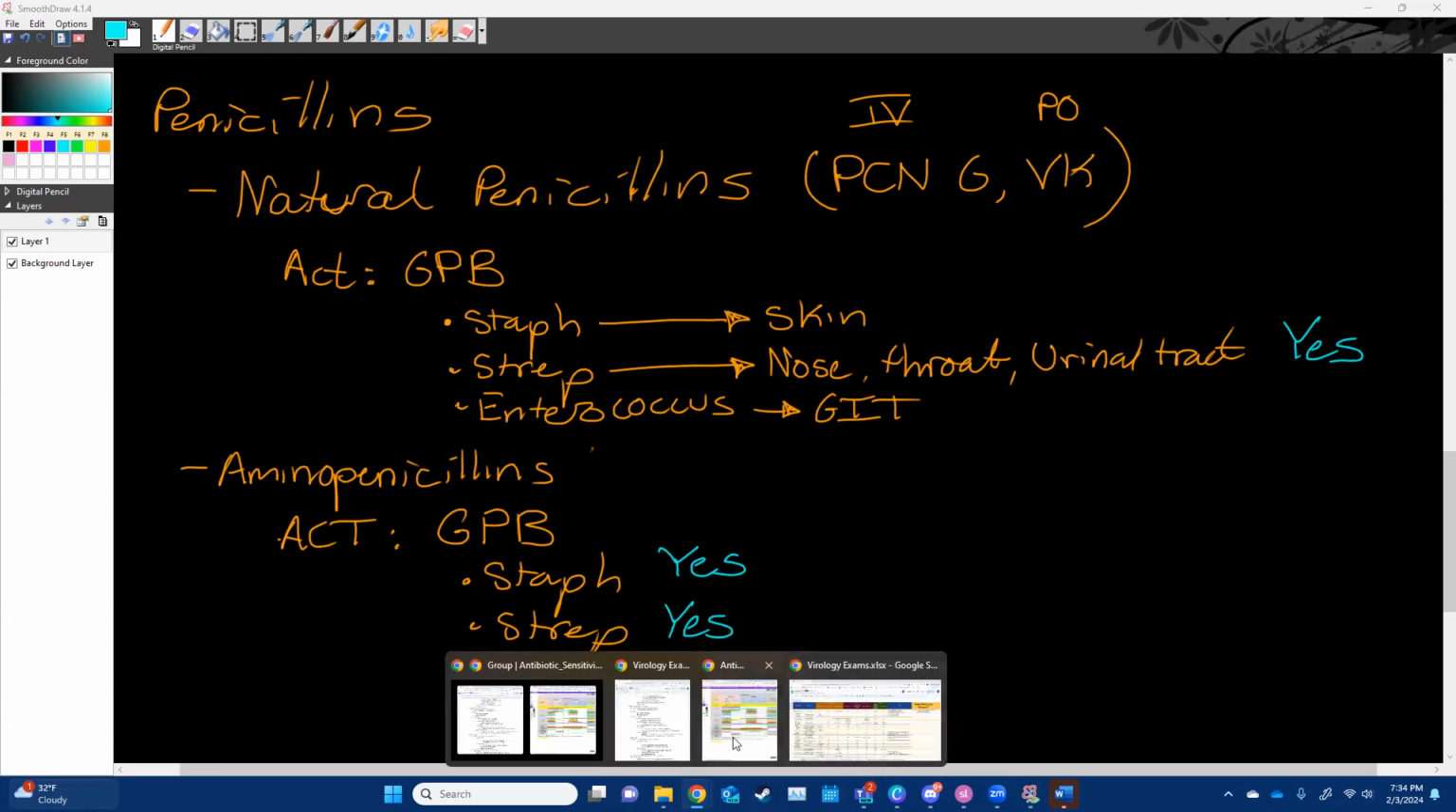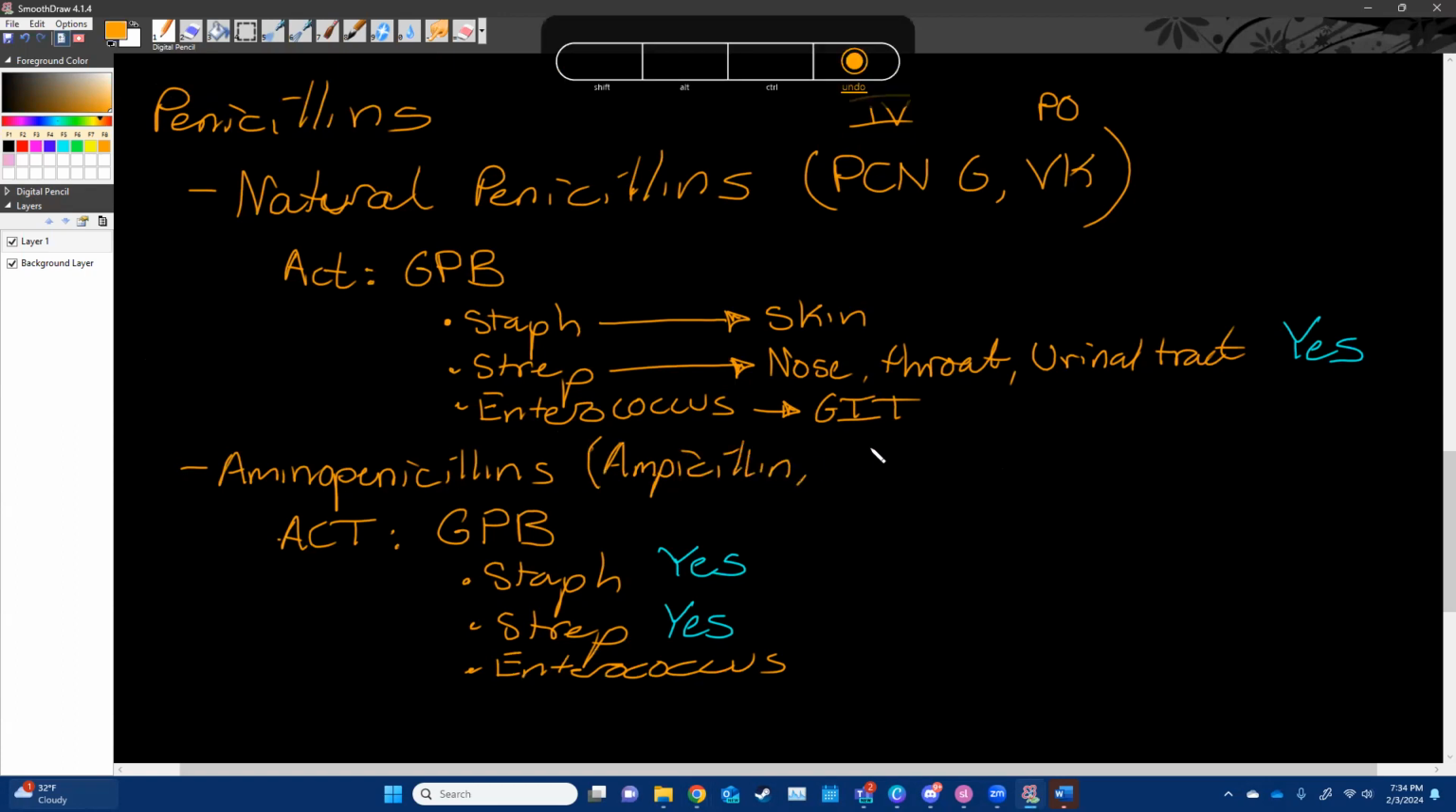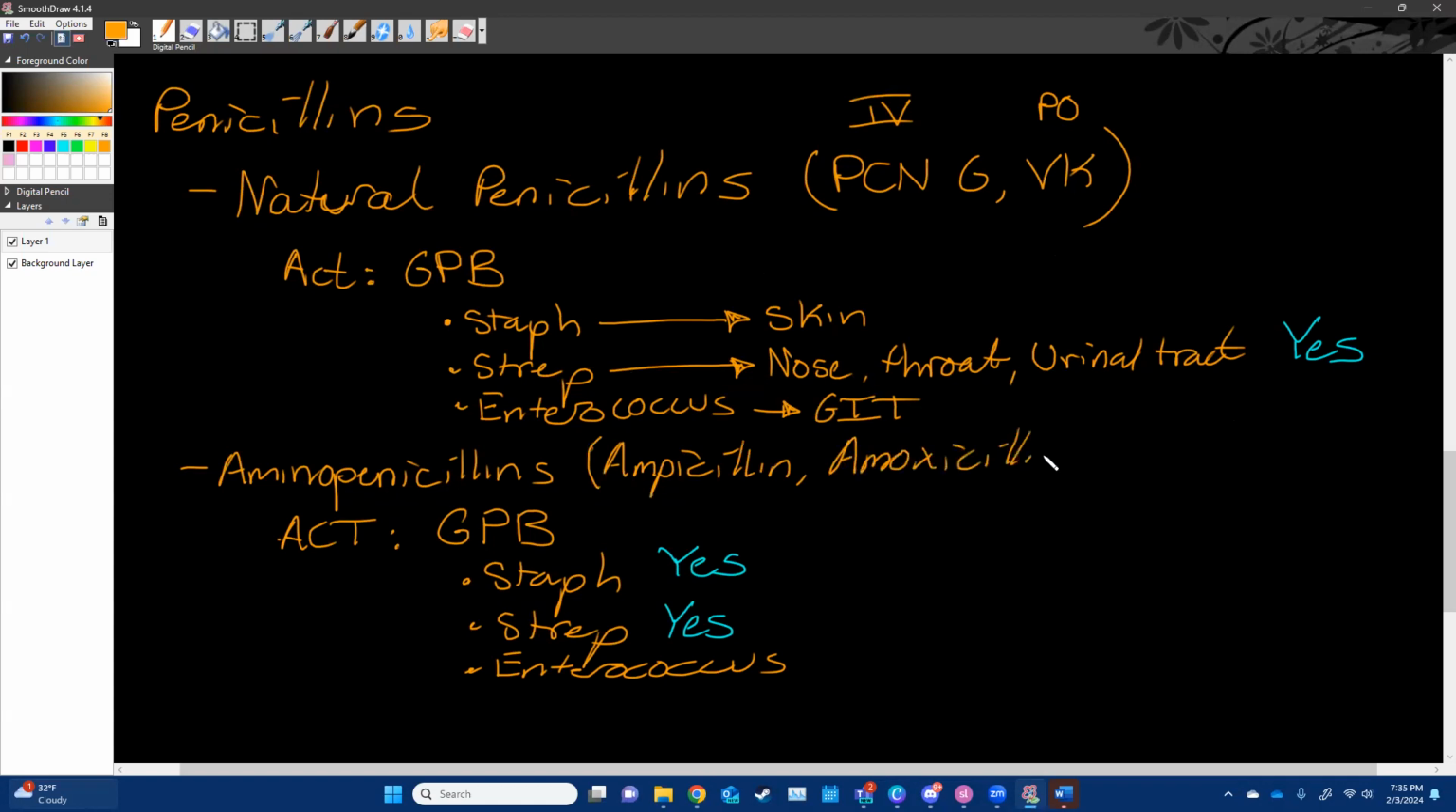So when we think about the aminopenicillins, which is ampicillin and amoxicillin, the utility of them is that now we can cover a wider range of gram-positive bacteria. So we're covering staph and strep versus strep only. And this is why a lot of times you'll see amoxicillin used instead of just going to penicillin for a strep throat. Why? Because there's lots of resistance to these older medications.